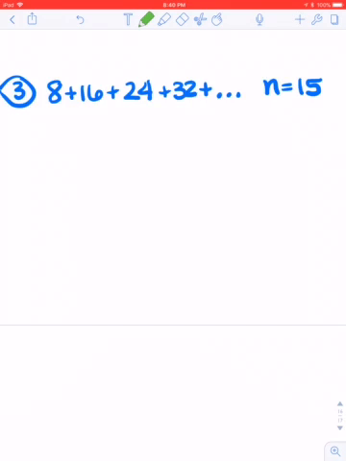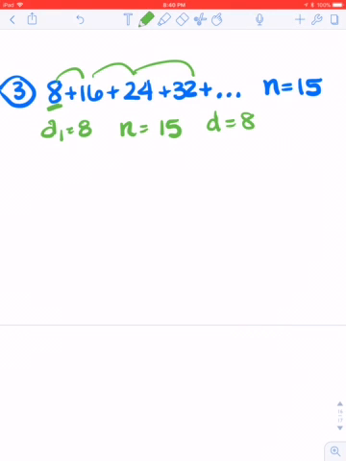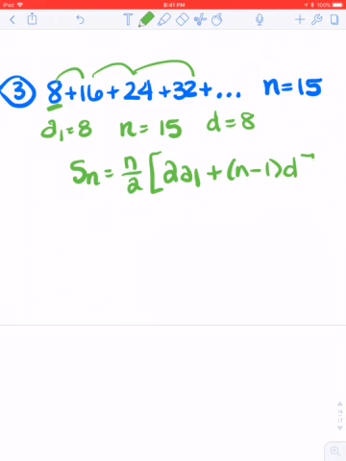Now, on this next one, I don't know my last value. I know my first one, so my a sub 1 is 8. I know my n value is 15. I know my difference is 8 going from term to term. So that means that I'm going to go back to using the formula I had in the first one. So remember, it's all about the values that you have so you know which ones to use in your formula.